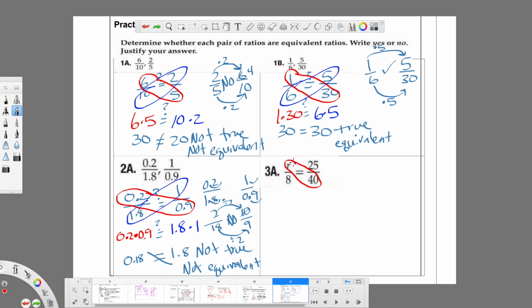So we start doing our cross multiplication. We have R times 40 equals 8 times 25. And switch my colors again here. So R times 40 is just 40R. And R40 is not wrong. You could write it that way, but the correct way to write it is going to be the coefficient and then the variable. Either way, it means multiplication though.